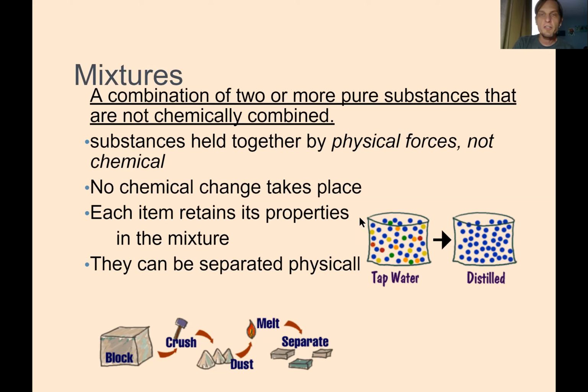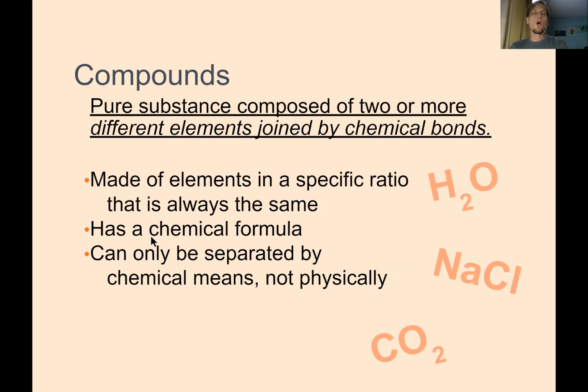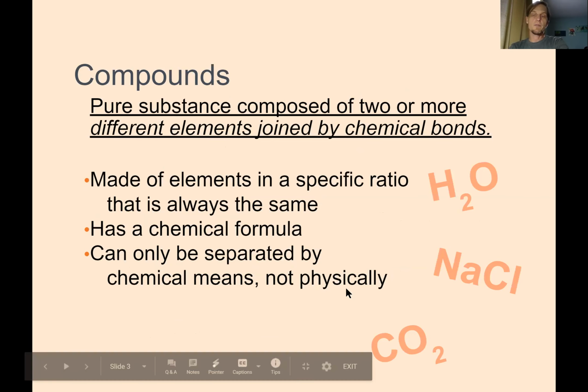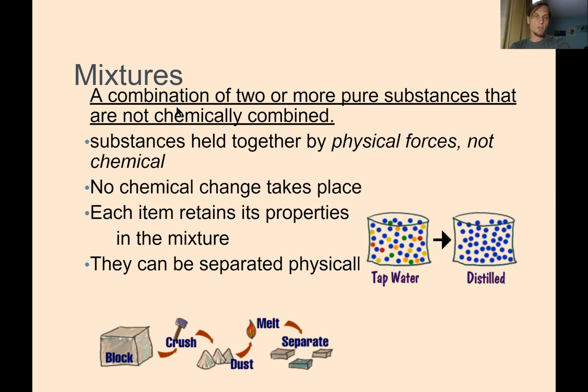So no chemical change is taking place. Each item keeps the properties within that mixture, and therefore they can be separated physically. Go to the last slide. Remember, compounds can only be separated by chemical means, not physical. Mixtures can be separated physically.